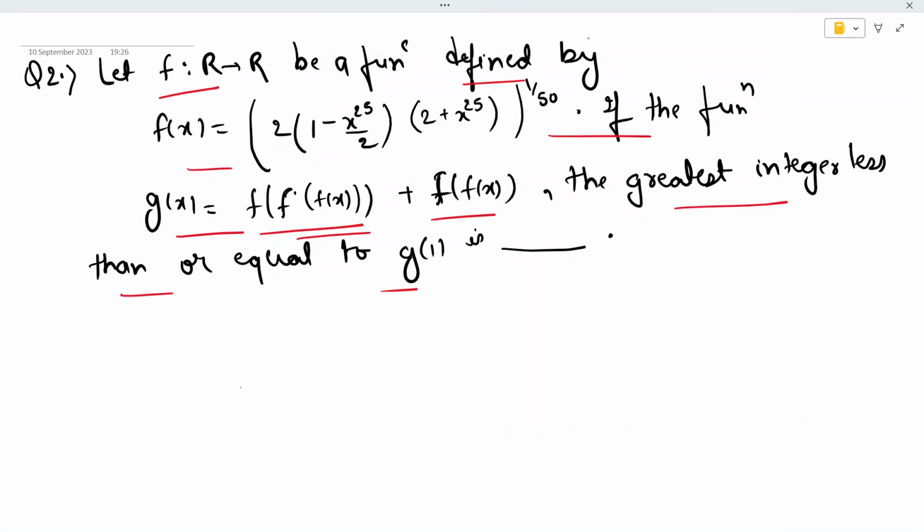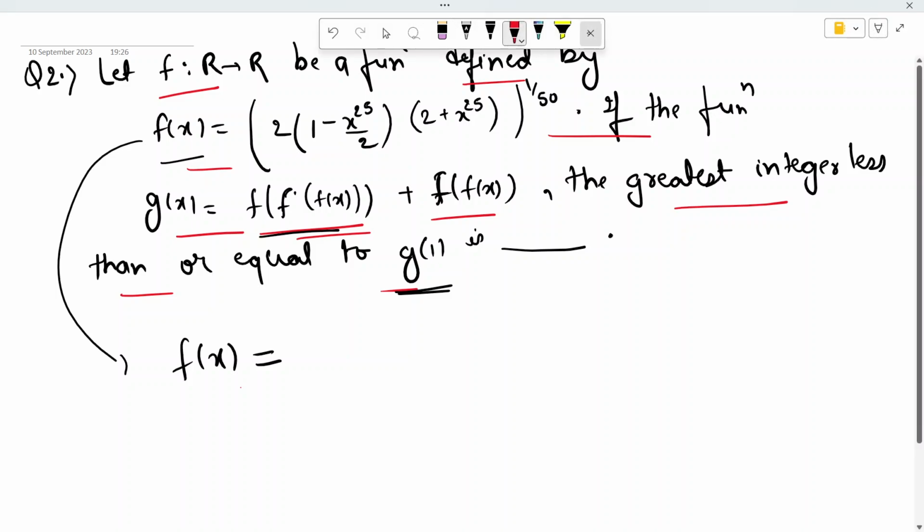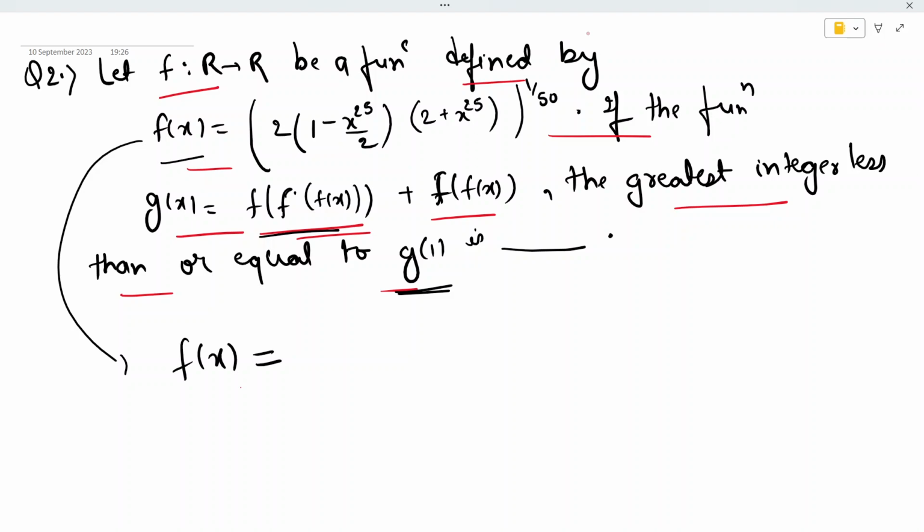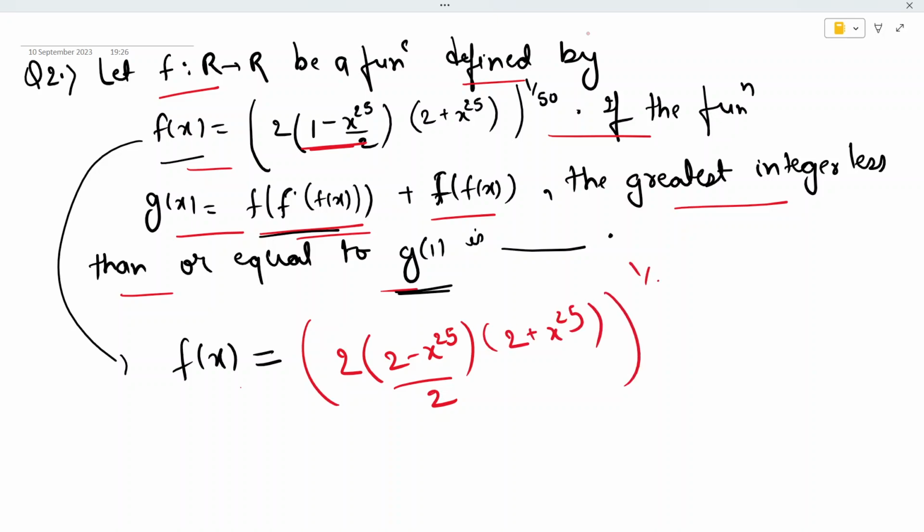What did the second question say? Given f(x) is equal to this, you have to evaluate f of f(x), that is composition of the function with itself. Now you have to evaluate g of 1. So first let's see what f of f(x) will be. First let's solve f(x). We will not directly apply composition, we will see whether something can be solved. Some part is solving, we can write this like 2 minus x to the 25 by 2 plus x to the 25, and this is 150.